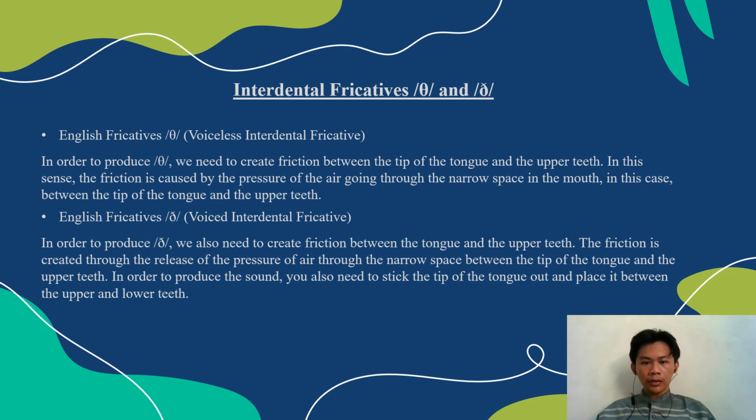Next is the voiced th. In order to produce this, we also need to create friction between the tongue and the upper teeth. The friction is created through the release of the pressure of air through the narrow space between the tip of the tongue and the upper teeth. To produce the sound, you also need to stick the tip of the tongue out between the upper and lower teeth. Examples are them, father, and this.